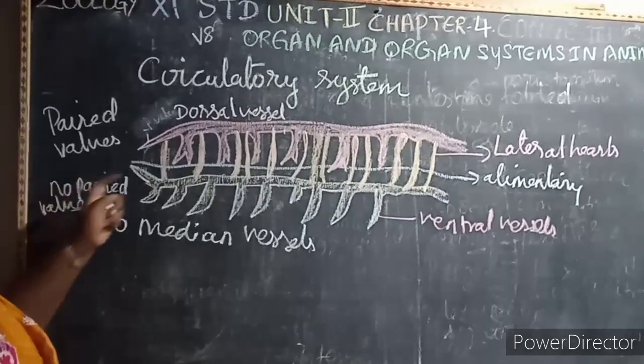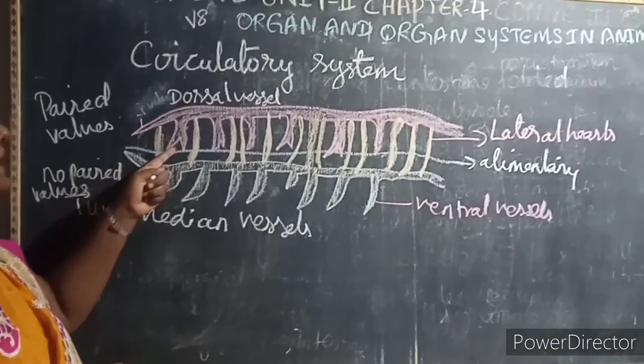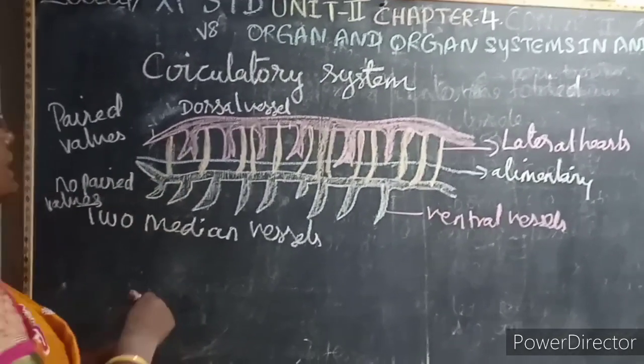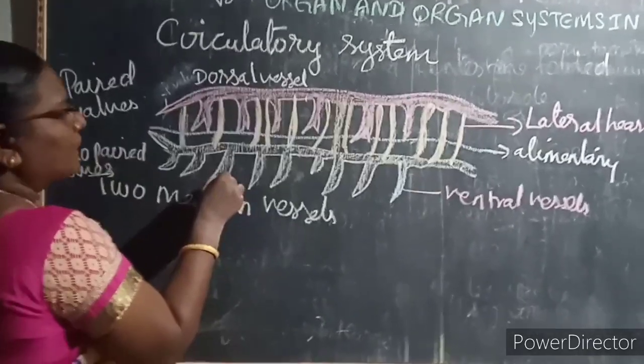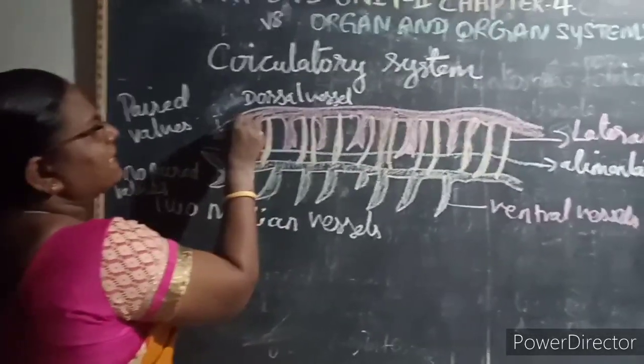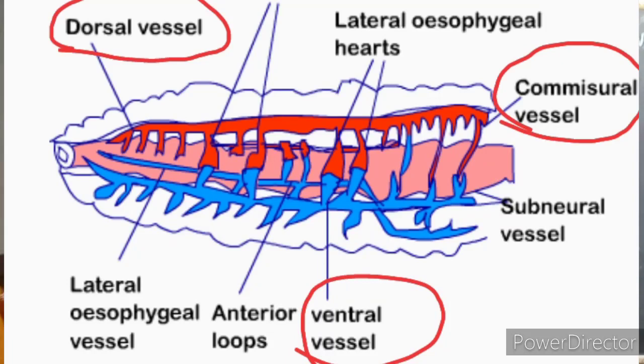So it runs on either side of the alimentary canal. Here it connects the dorsal vessel as well as the ventral vessel. The dorsal vessel always receives the blood from the various organs in the body. The ventral vessel supplies the blood to the various organs of the body.